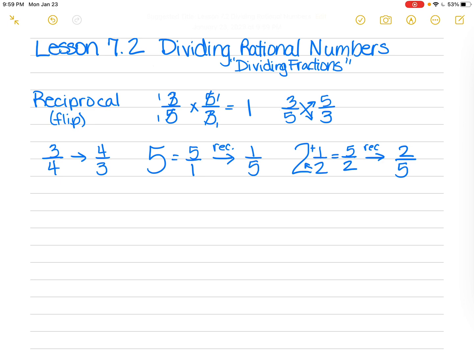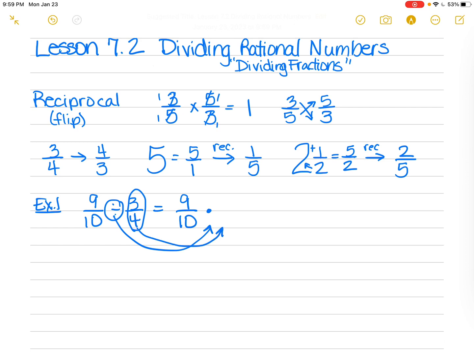Actually, I'm going to try and make this shorter, so I'm just going to go right into the examples. Example 1 is 9/10 divided by 3/4. When we divide fractions, it is the same thing as if we multiplied by the reciprocal. So I'm going to change this problem into 9/10 times. Instead of dividing, I'm going to change it to times. And then I'm going to change that second number to its reciprocal, so 4/3. You only flip or get the reciprocal of the second fraction. You do not do it for the first one.